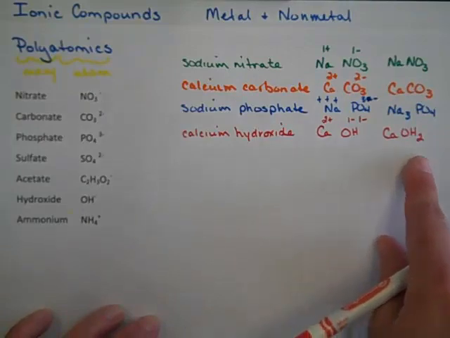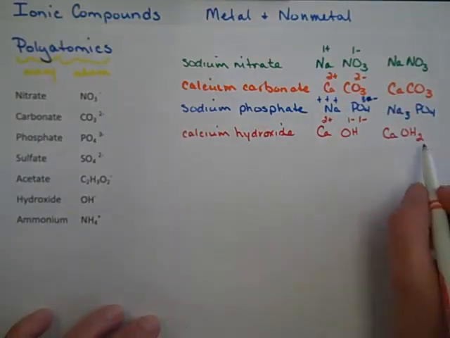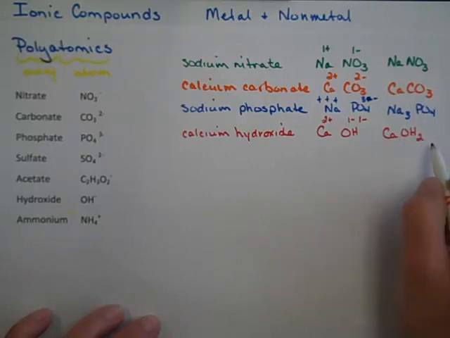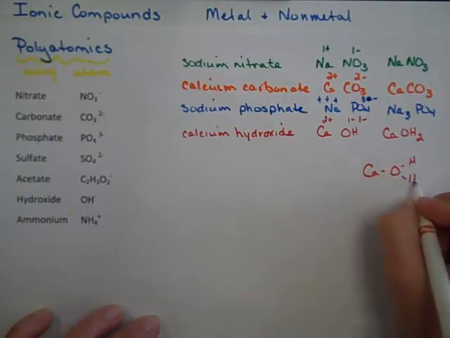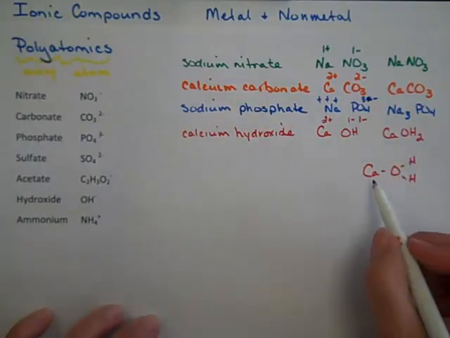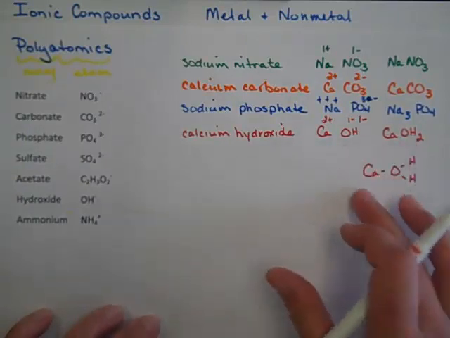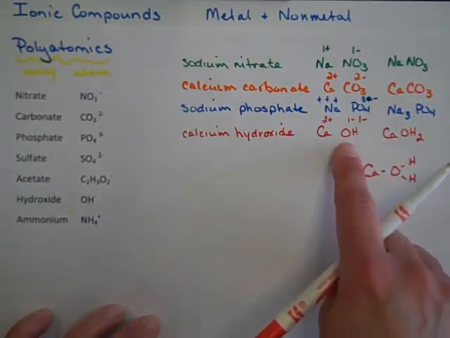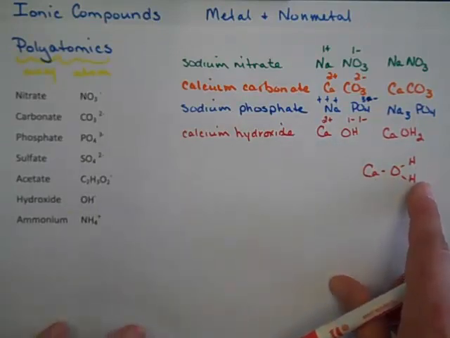Now, this is not correct, and can you tell me why? If we put this 2 as our subscript right here by our H, what does this tell us? This tells us that we have calcium, oxygen, and 2 hydrogens. So we would have something bonded like this. Okay, so we have 1 calcium, 1 oxygen, and 2 hydrogens. So our compound would look something like this. This is not 2 hydroxides. This is 1 oxygen and 2 hydrogens.